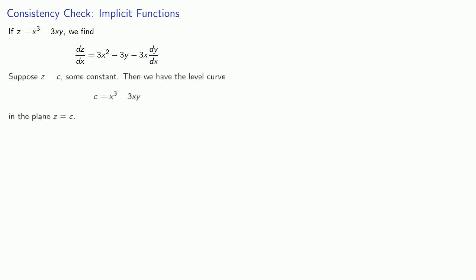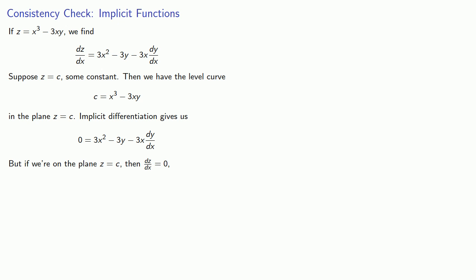Now, it's worth applying a short consistency check, because we have this newfangled method, and we'd like to make sure that it gives us the same answers as the tried and true methods. So, let's think about this. If z equals x cubed minus 3xy, we find dz dx. Now, suppose z is equal to c, some constant, then this actually gives us the level curve in the plane z equal to c. Then implicit differentiation gives us the following. But if we're on the plane z equal to c, then dz dx is equal to 0. That's because dz dx is the rate of change of z, and if z is always equal to a constant, it's not changing, and so that rate of change is equal to 0. And what that means is the result we get from the multivariable chain rule and the result we get from implicit differentiation match up, and they give us the same results.